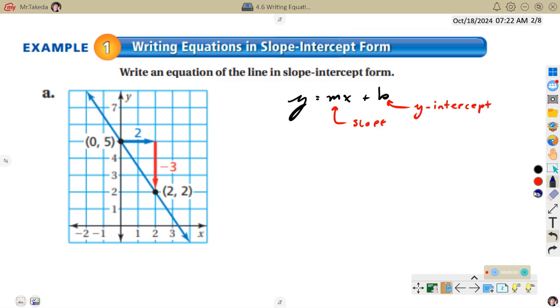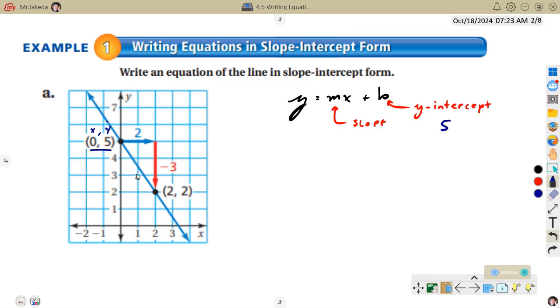Okay. Let's take a look at the graph we've been given here. Well, we can look at the graph and see that our y-intercept is here at 5. Now remember, it's x and y, so it's going to be the 5. All right, so the y-intercept is going to equal 5.